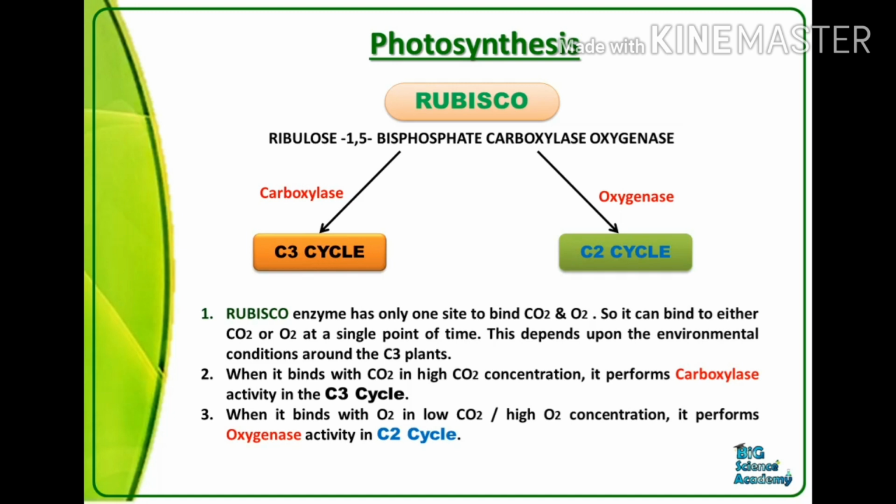RUBISCO enzyme has only one site to bind the CO2 and O2. So it can bind to either CO2 or O2 at a single point of time. This depends upon the environmental conditions around the C3 plant. When it binds with CO2 in high CO2 concentration, it performs carboxylase activity in the C3 cycle. But when it binds with O2 in low CO2 or high O2 concentration, it performs oxygenase activity in the C2 cycle.